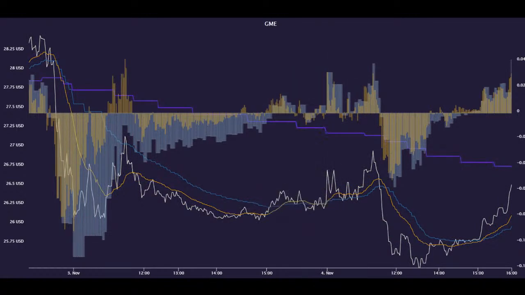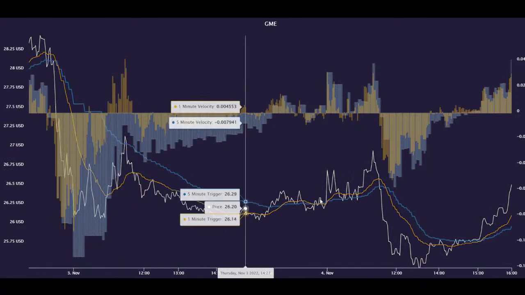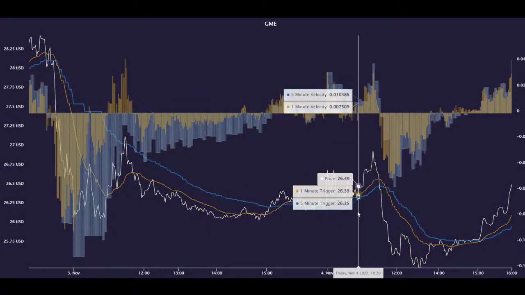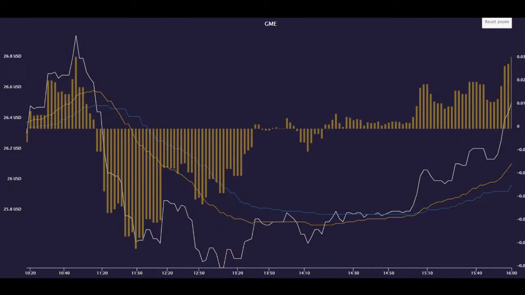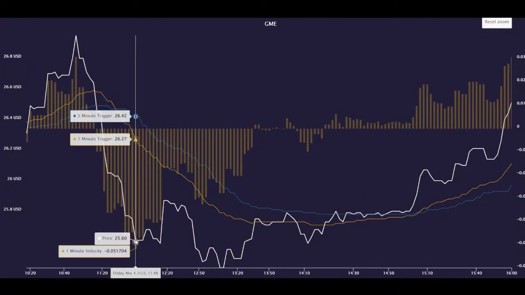And so also, the same way the hourly trigger and the daily trigger works, the exact same way the 1 minute trigger and the 5 minute trigger works. So look at this beautiful bullish divergence from GME. Let's take a look at the 1 minute first, and then we'll look at the 5 minute. So here's your most extreme print to the downside.